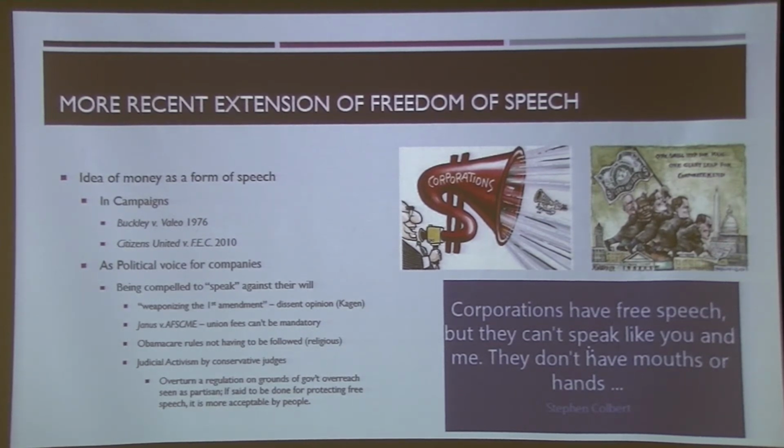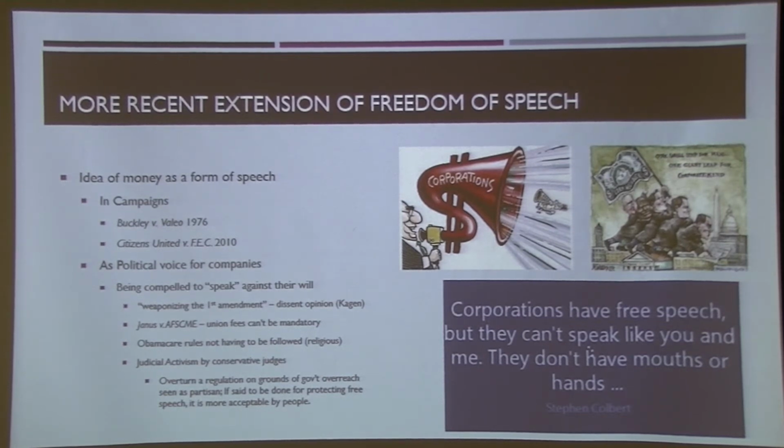Some of the different topics, and some of these are in your textbook, in the chapter you're reading, include whether you're being compelled to speak against your will. So I'm in a teachers union, and even though I definitely do not agree with a lot of things that the National Education Association has, some of my dues go to candidates that I don't support. So am I being forced to speak against my will in that case?